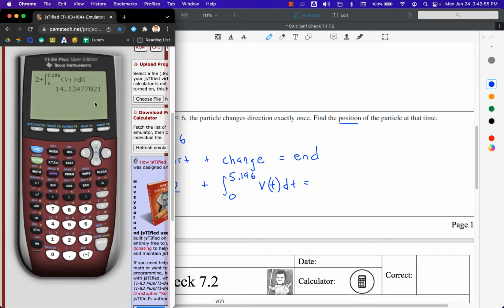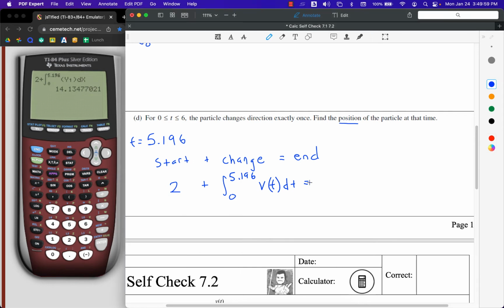Let that do its thing. It should be about 14.135. There it is, 14.135. So come back over here, 14.135. Excellent. So that's the solutions for self-check 7.1.